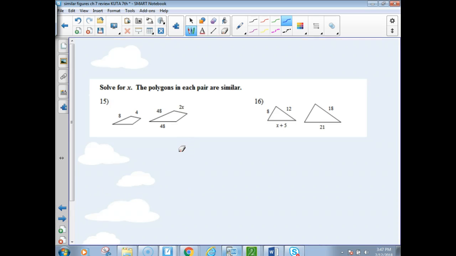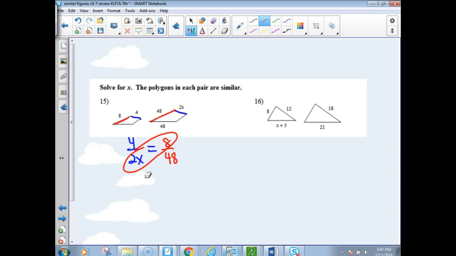(15) The polynomials in each pair are similar. Find x. This side is the short side on each of those, short side to short side, 4 over 2x, or you could have done 2x over 4, as long as you do 8 in the second fraction. Or if you did 2x over 4, you'd have to have 48 over 8.